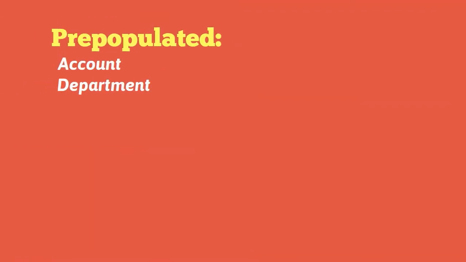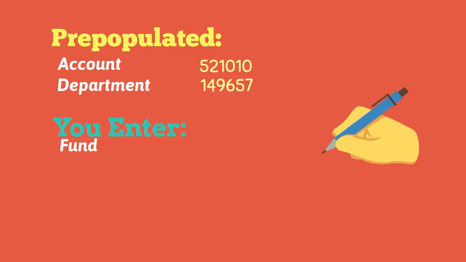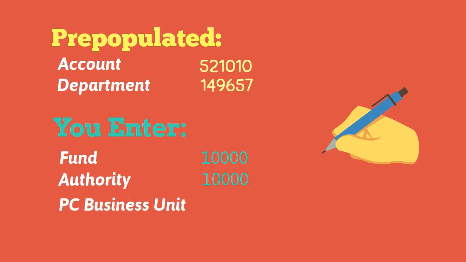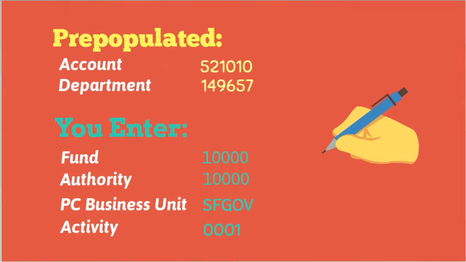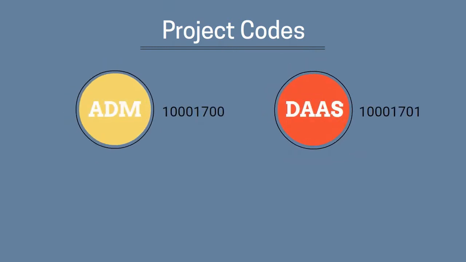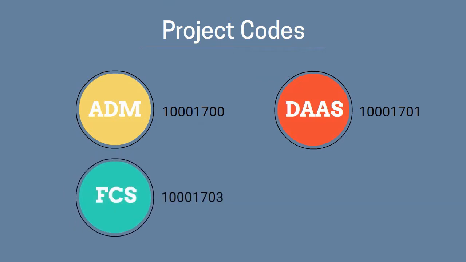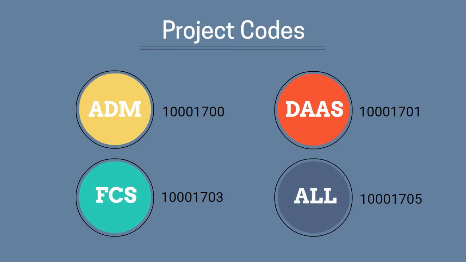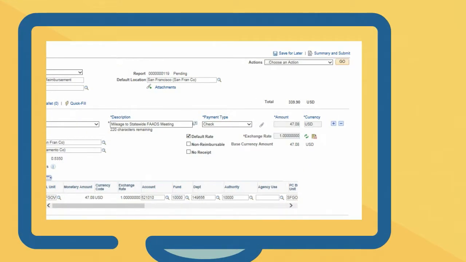You'll notice that the account and department are pre-populated, but you will need to fill out the fund and authority code 10000, the PC business unit with SFGOV, and the activity 0001. For the project code, you would enter the appropriate code for your department, which are listed as follows. For admin staff, 1700, for DOS, 1701, FCS, 1703, and for all other programs, 1705.